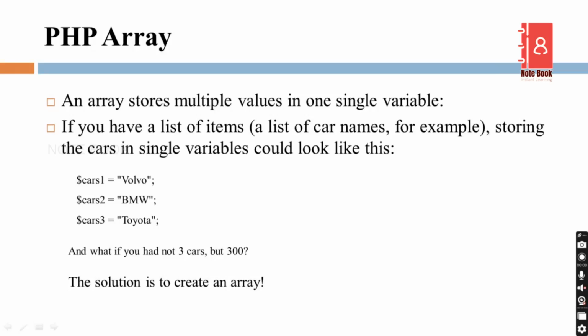PHP array. An array stores multiple values in one single variable. So we have a list of items, like a list of car names, list of birds, list of animals. For example, storing those names in a single variable will look like this: $cars1 = "Volvo", $cars2 = "BMW", and $cars3 = "Toyota", etc. So whatever the list of cars will be given like this.